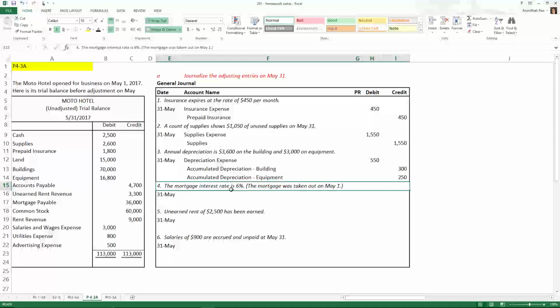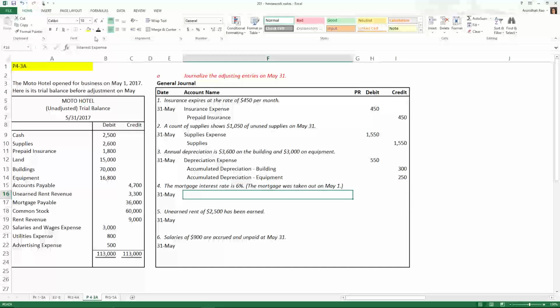Let's move on to the fourth piece of information. The mortgage interest rate is 6%. Anytime you've been given a rate, it's always per annum, which means per year. The mortgage was taken out on May 1st. We will have to accrue interest only for 1 month, for the month of May. Our journal entry is going to be interest expense debit, interest payable credit.